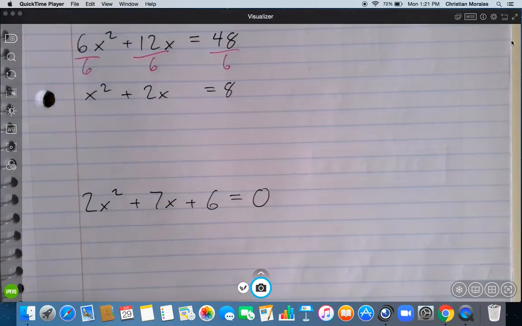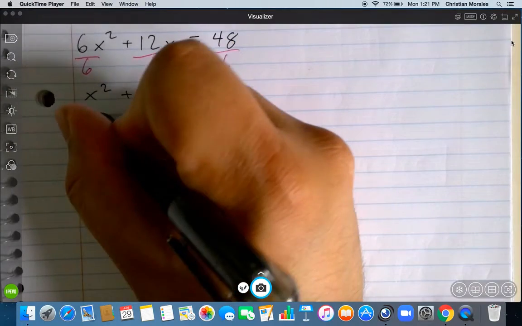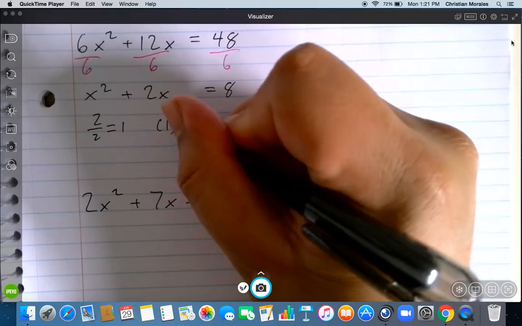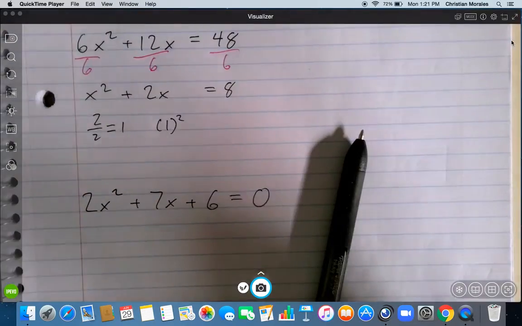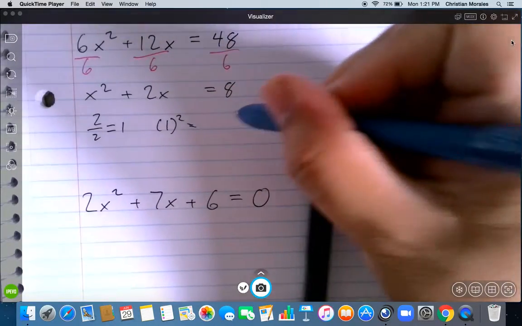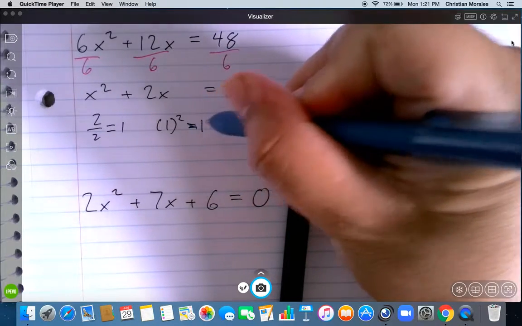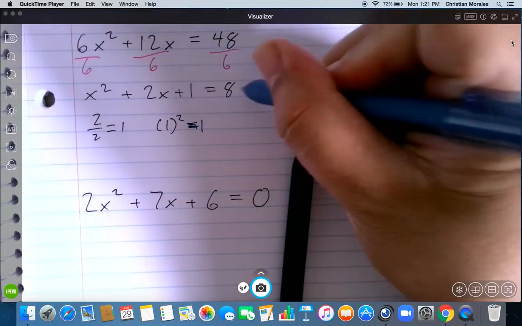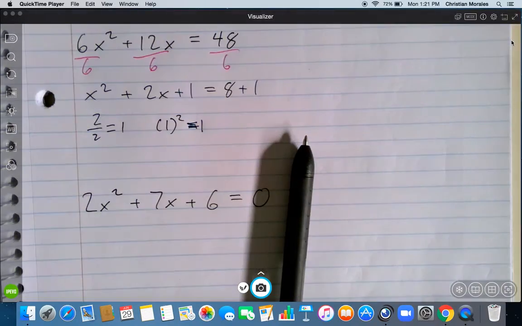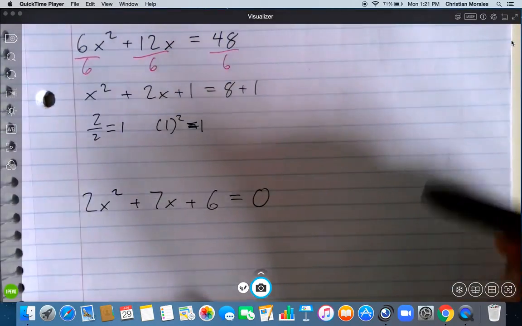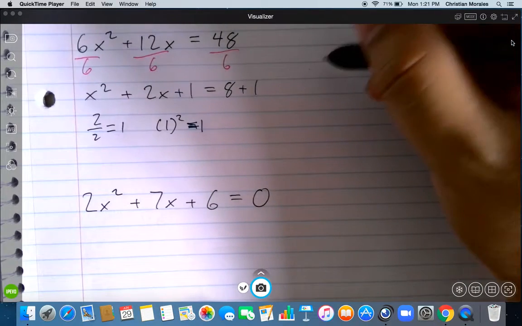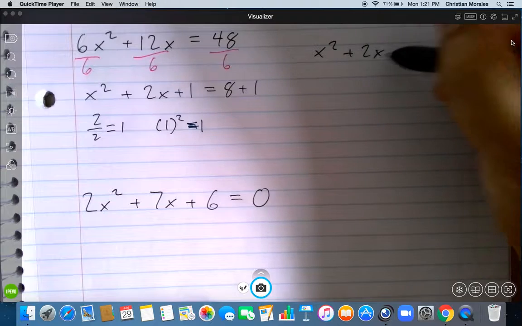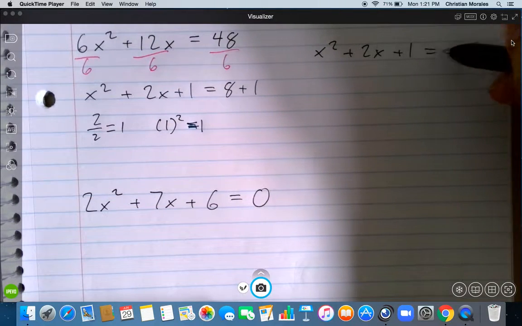Okay, next. This is our b. We're going to split that in half. You get 1. You're going to take 1 and square it. You get 1. 1 times 1 is 1. So we are going to add 1 to both of these. Your new problem is x squared plus 2x plus 1 equals 9.